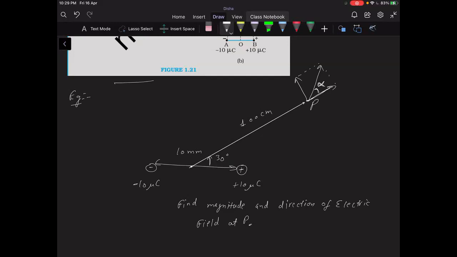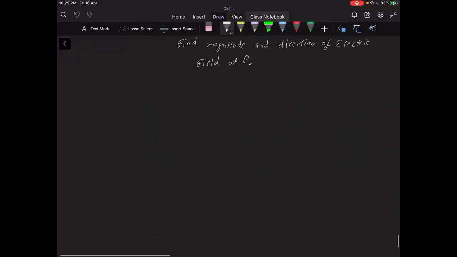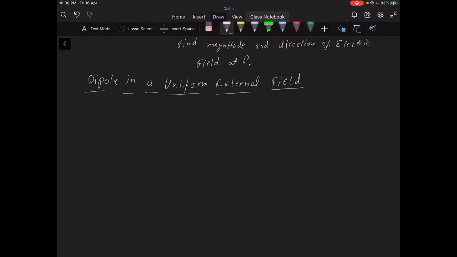So that was more or less how you can do questions on field due to a dipole. And then we have to discuss what happens to a dipole in an external field. Even though a dipole has a field of its own, it might experience some sort of effect if it is placed in an external field. External field means field from something outside of it. So we are not talking about the dipole's field now. That is a separate thing.